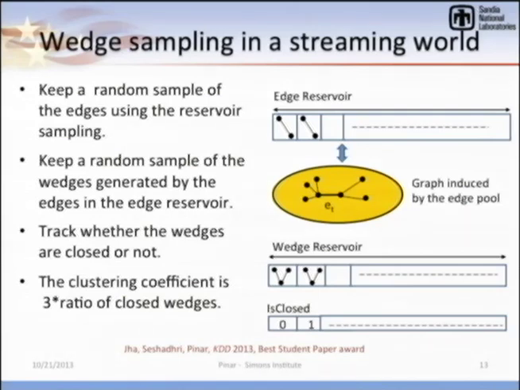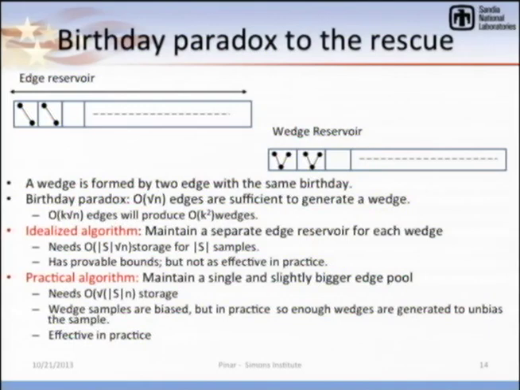So it's just a lot of hand waving, but I want the edge reservoir to be big enough, but how big is big enough? So here, the birthday paradox comes to the rescue. What it says is a wedge is two edges having the same birthday. These edges have two birthdays, but never mind, that's the details. If two edges collide by one vertex, they will form a wedge. And the birthday paradox tells me that if I choose square root of n edges, with extremely high probability I will form a wedge. That gives me guidance on how big the edge reservoir would be.